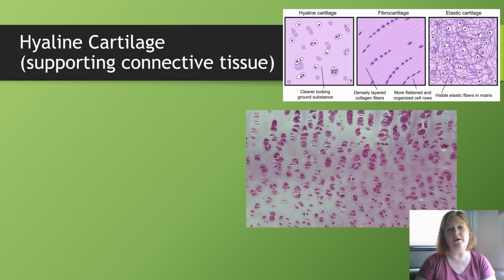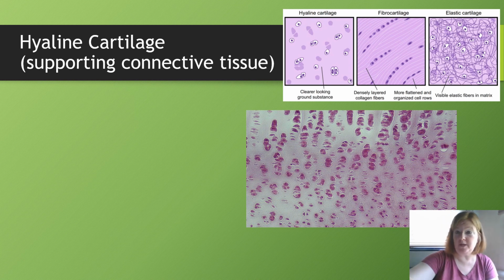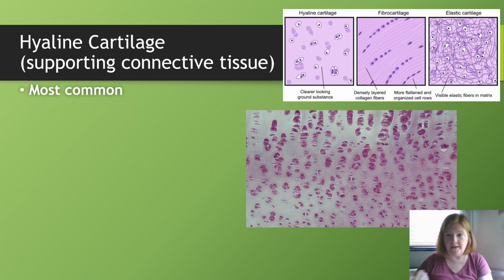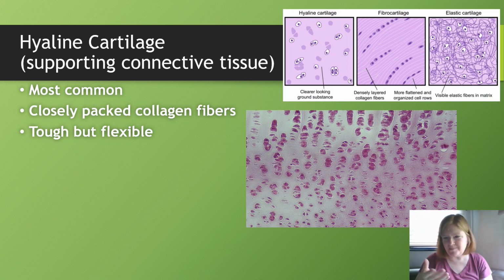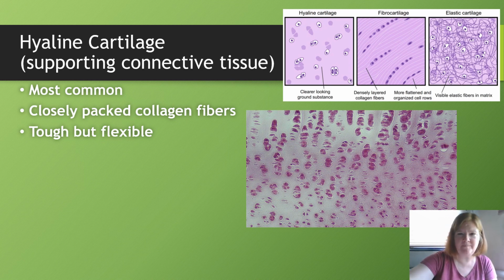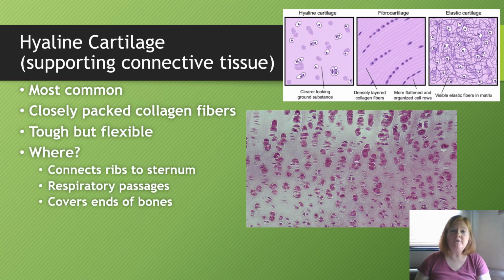So hyaline cartilage, it's supporting connective tissue again. It's the most common type of cartilage. It has closely packed collagen fibers. It's tough but flexible. I always think that the cartilage pictures look like little spaceships floating around. That's how I remember it. Where do we find hyaline cartilage? Well, it connects our ribs to our sternum and our respiratory passages, and it covers the ends of our bones.